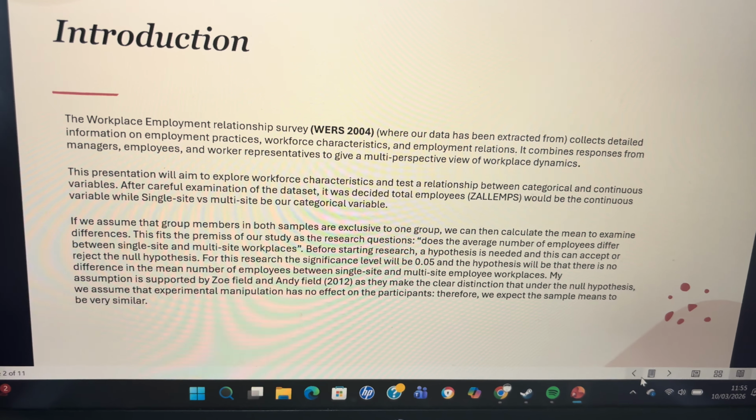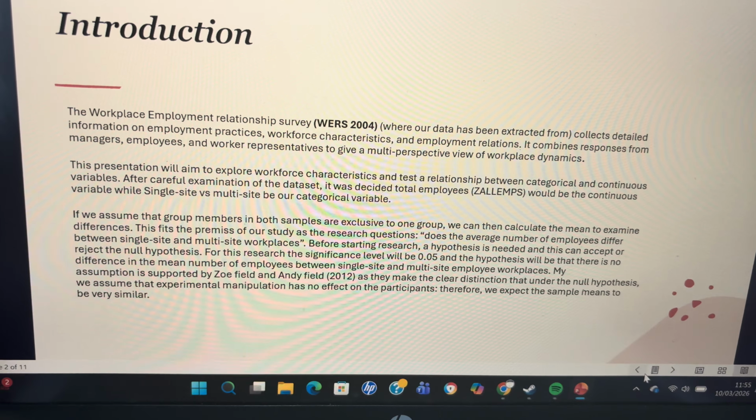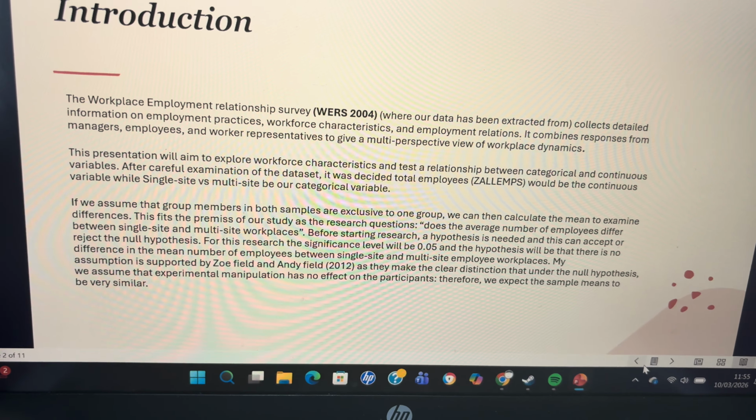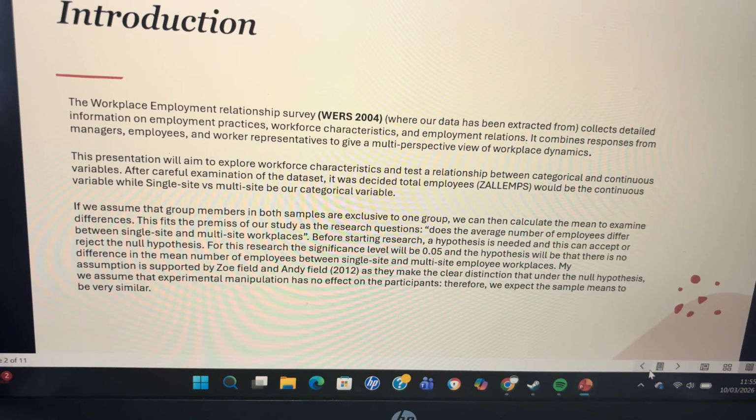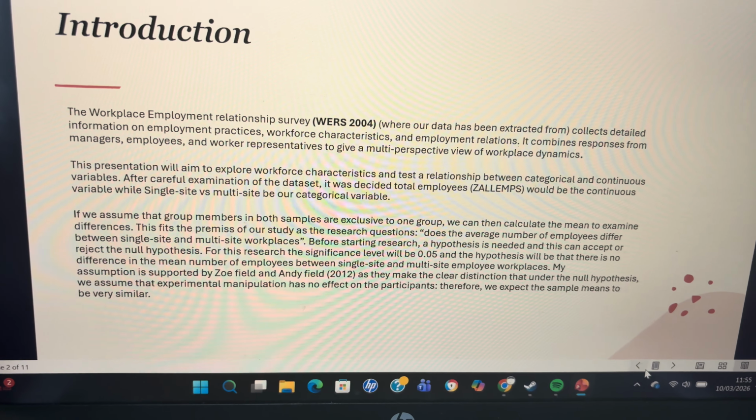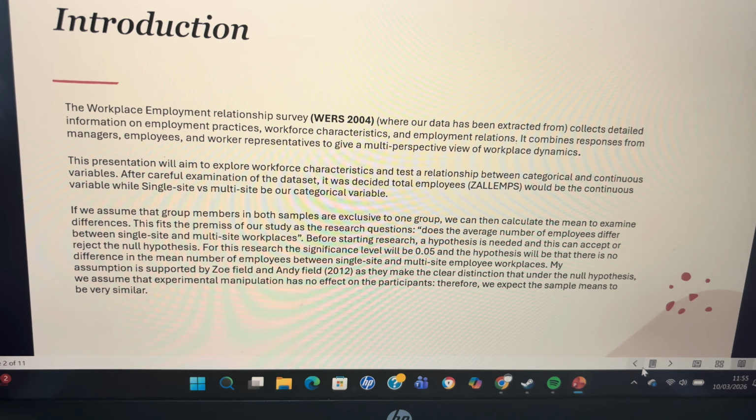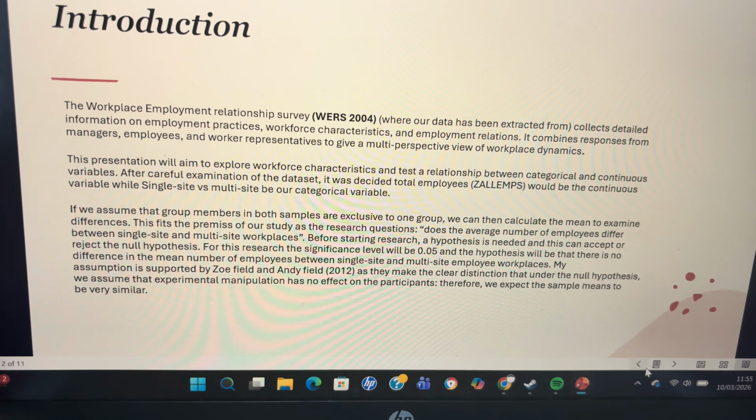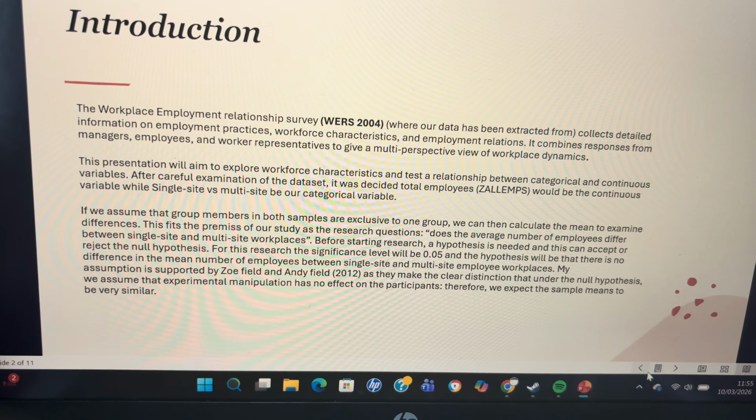This presentation will aim to explore workplace characteristics and test the relationship between categorical and continuous variables. After careful examination of the dataset, it was decided that total employees would be the continuous variable, while single-site versus multi-site would be a categorical variable.